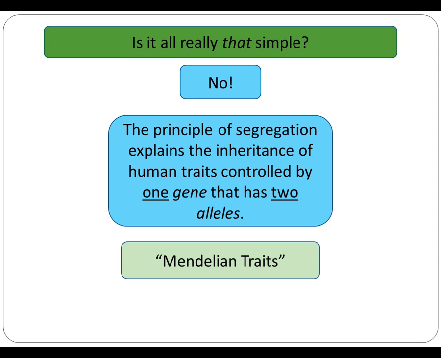The term for these simple traits that we've given are called Mendelian traits. So the really simple ones where there's one gene, two variations, nice and cut and dry, those are called Mendelian traits.